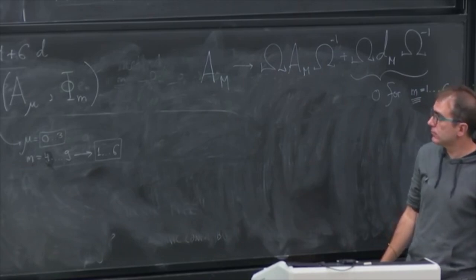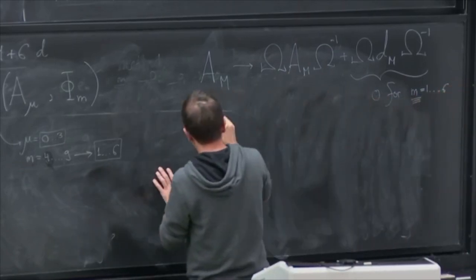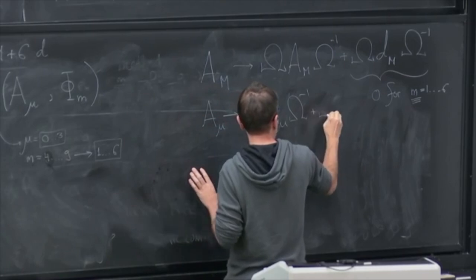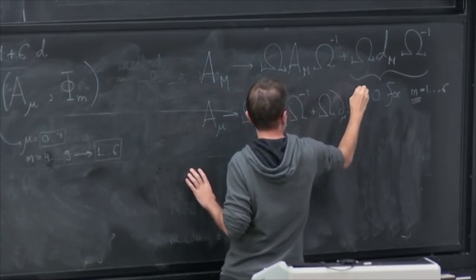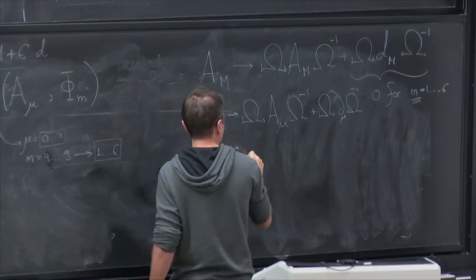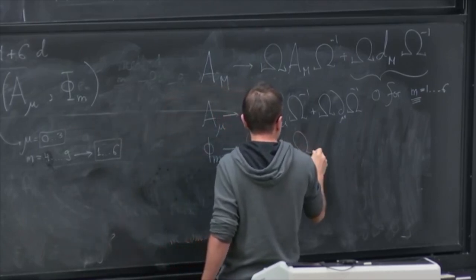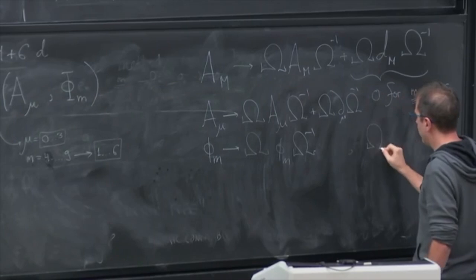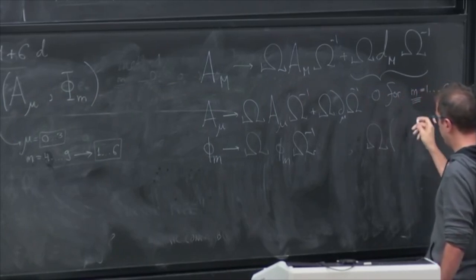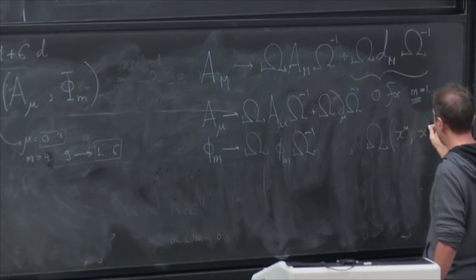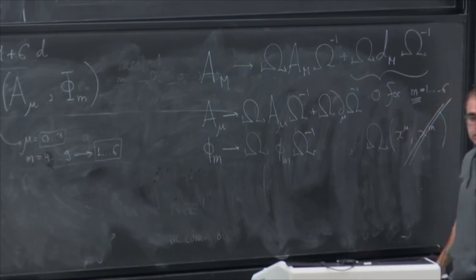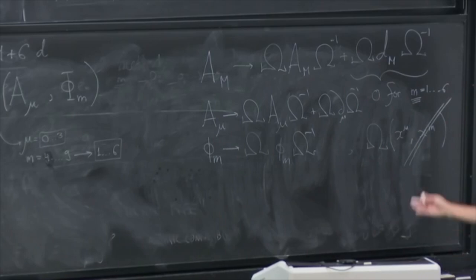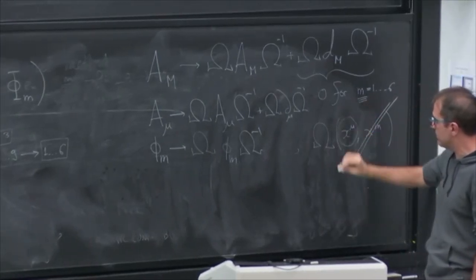So A mu transforms as A mu goes to omega A mu omega minus 1 plus the usual connection term. But the scalar, phi m, just transforms as omega phi m omega minus 1. This is only for omega that would normally depend on x mu and x m, when we say that nothing depends on x m. There's no dependence on the 6 dimensions. The 6 dimensions are empty and everything is in 4 dimensions. So there are no derivatives with respect to x m. Nothing depends on x m and things only depend on 4 dimensions.